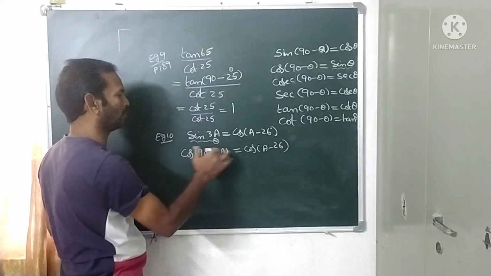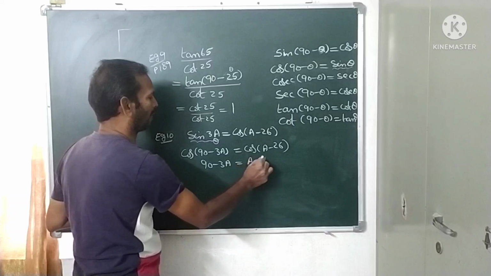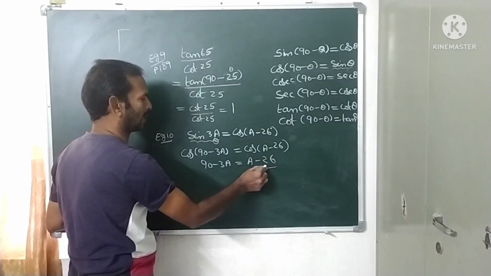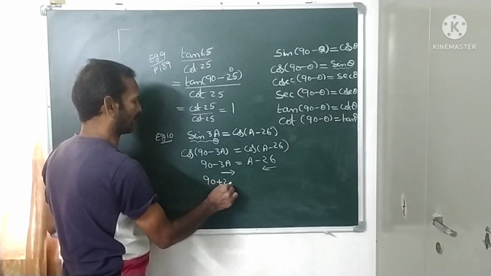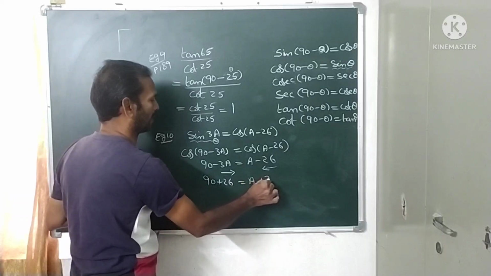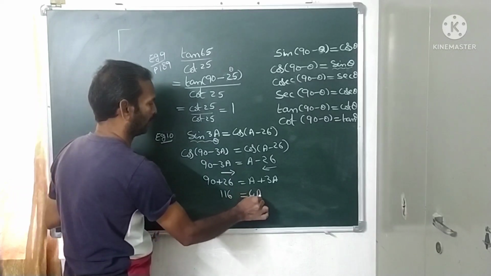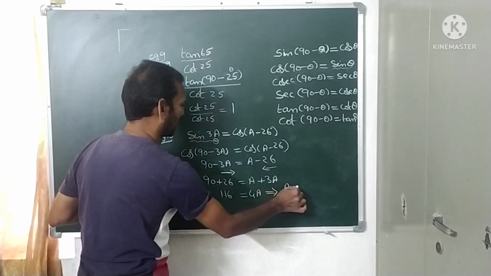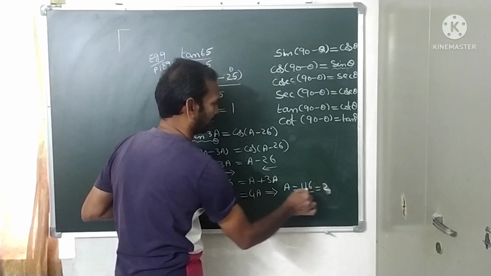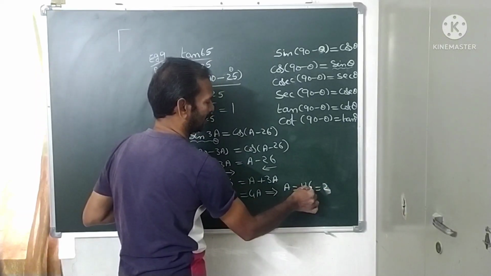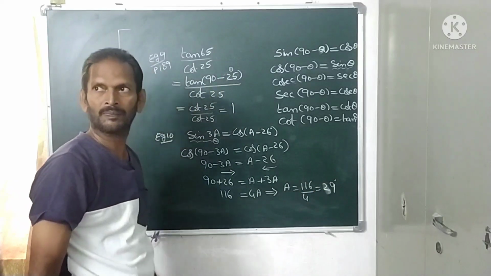Now on both sides just remove cos, don't cancel like that: 90 minus 3a is equal to a minus 26. This 26 transfer to the LHS side, 3a transfer to that side. 90 plus 26 is equal to a plus 3a. Here 90 plus 26 is 116, equal to 4a. From this, a is equal to 116 by 4. 4 times 9 is 36, so a is equal to 29 degrees.